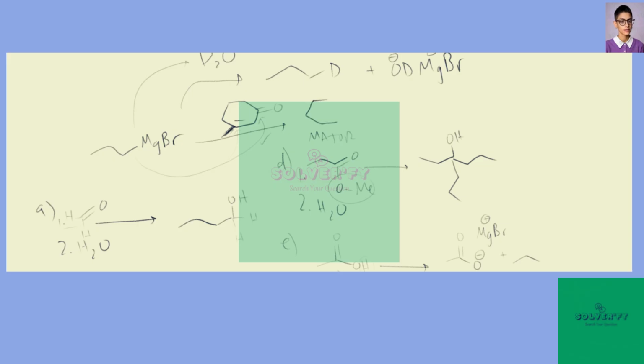So the major product is going to be your tertiary alcohol here, but you may see some small amount of 1,4 addition byproduct.